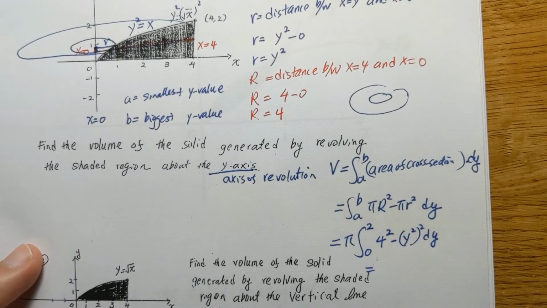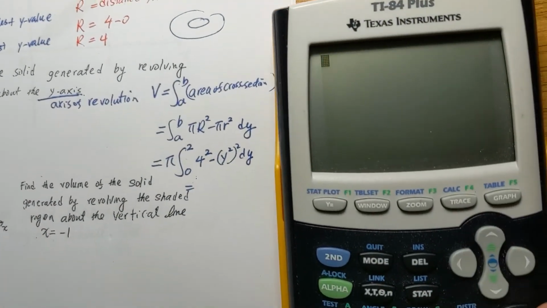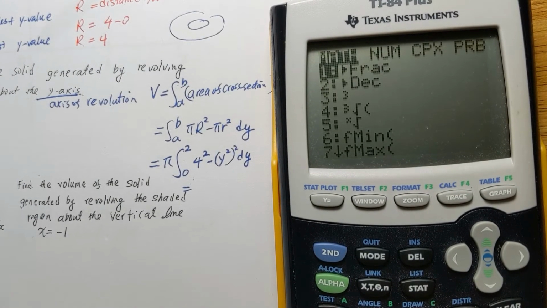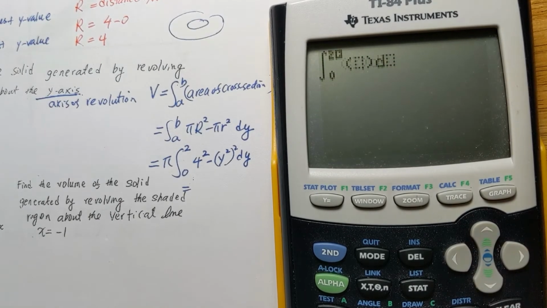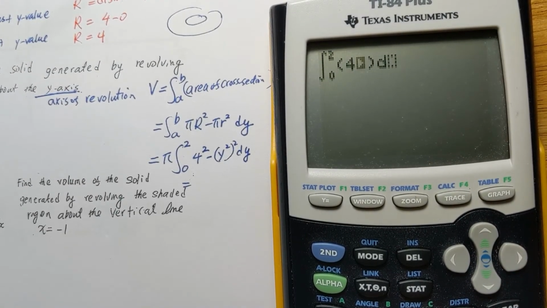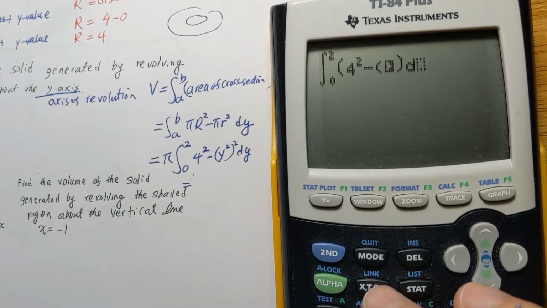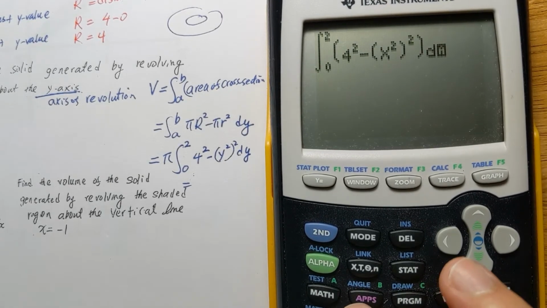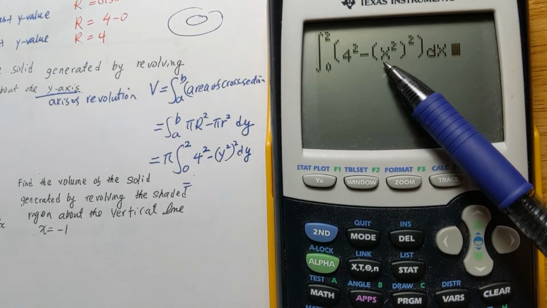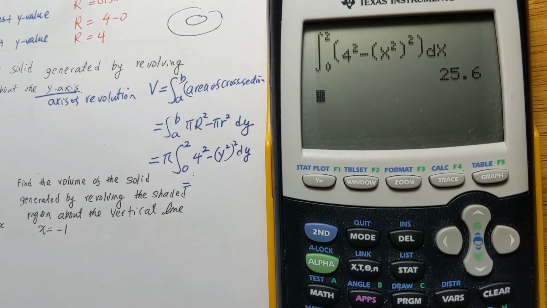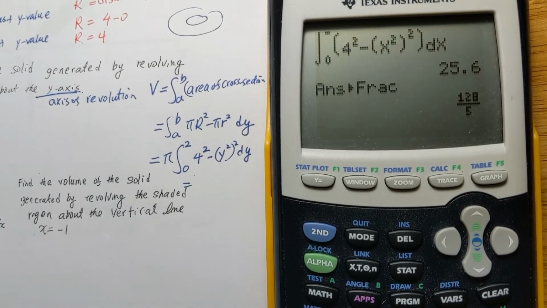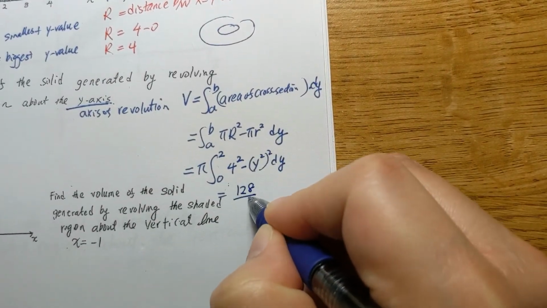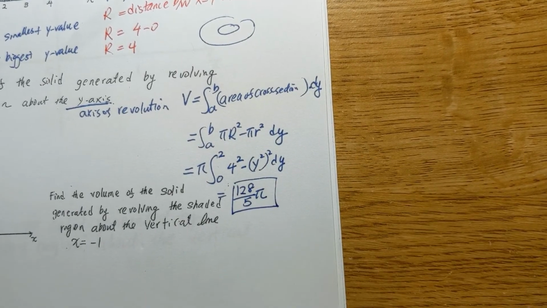You can do it by hand, you can use a calculator. So to do this in a calculator, you just have to replace the y by x. So we do math 9, 0 to 2, and then we get 4 squared minus parentheses x squared holding square, and then dx. You just replace the y by x. Do a math frac. 128 over 5. So therefore the answer is 128 over 5 times pi. So we found the answer.